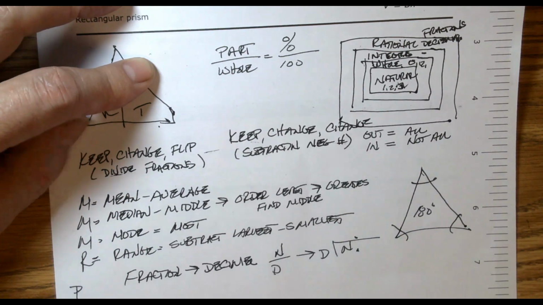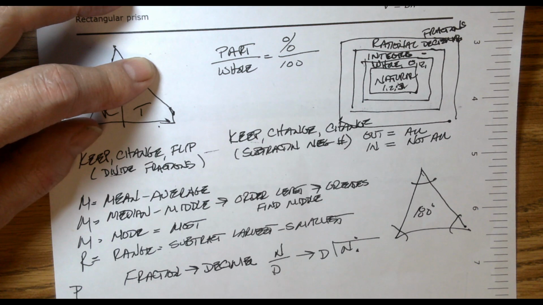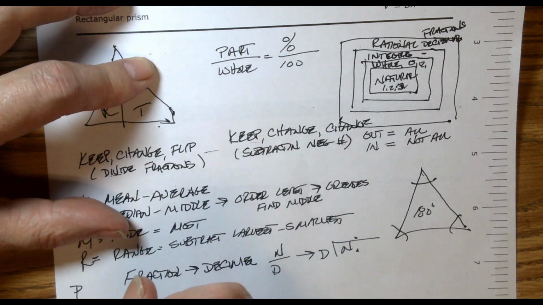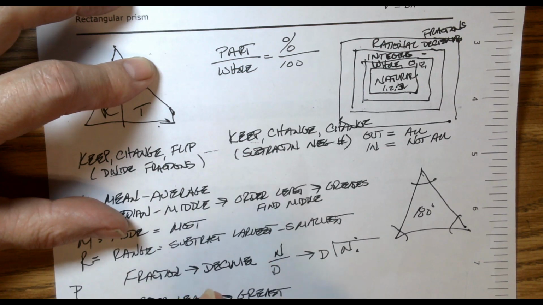Okay, when you're ordering numbers from least to greatest, always, I'm going to write order least to greatest, convert to a decimal.